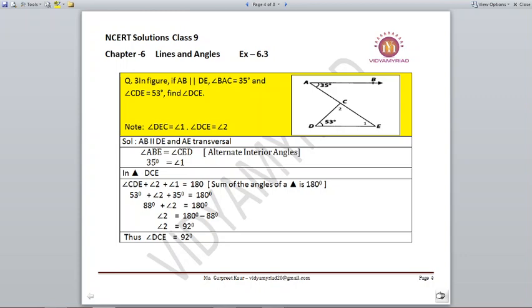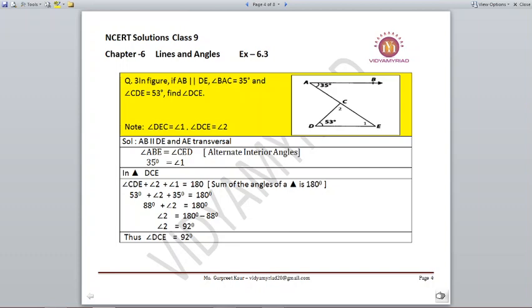And if lines are given parallel to you in the question, we can apply the various properties there, like here AB is parallel to DE and AE is transversal. That means your angle ABE will be equal to angle 1, which is equal to 35 degrees, because they are alternate interior angles. They will be equal.